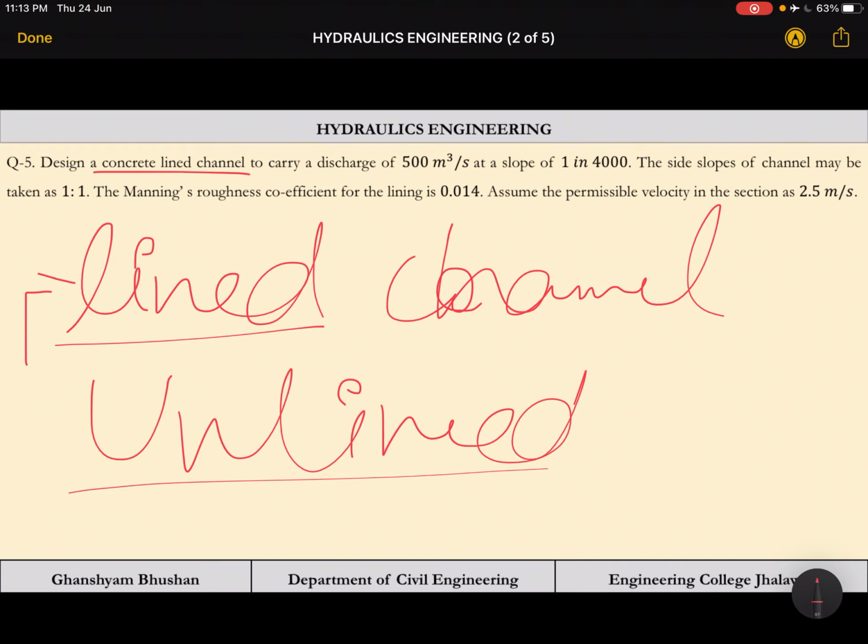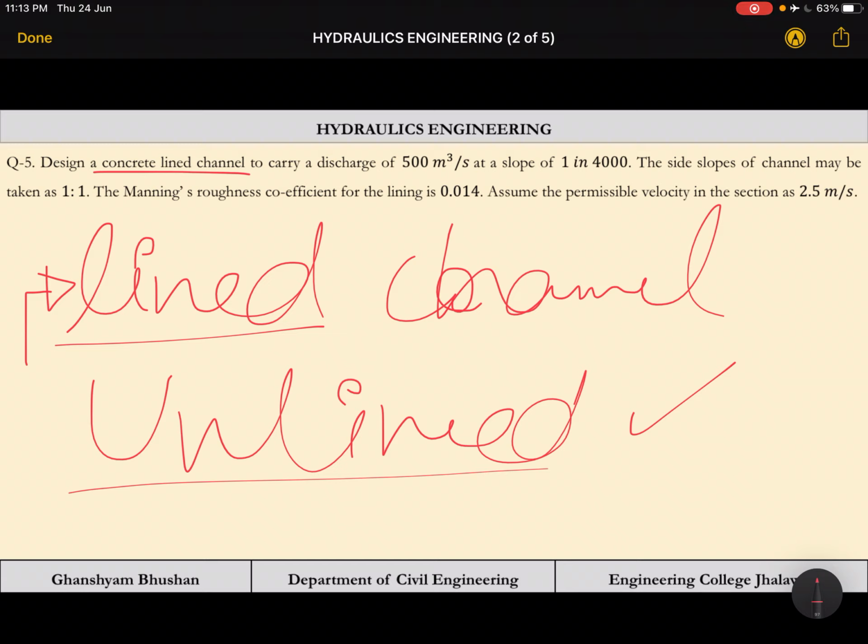Lining means we provide smoothness to the channel by concreting, or by other means; sometimes lime is also used. Lining means we have artificially made the channel smooth and it will carry more discharge. The roughness is less, the friction is less, and the flow is smooth. But in an unlined channel, the channel in its natural state, the sides are not smooth and the flow pattern is very irregular.